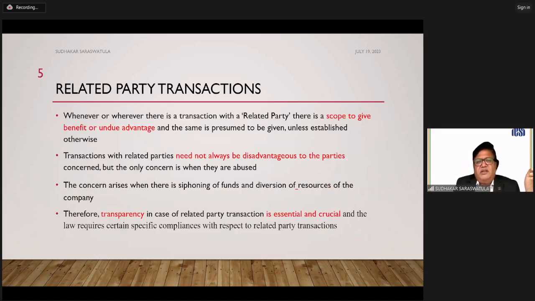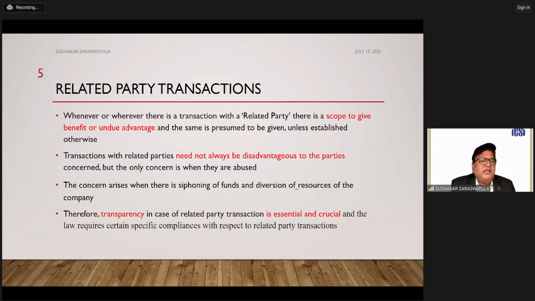So whenever there is a transaction with a related party, there is a scope to give benefit or undue advantage. And the same is presumed to be given unless there is a rebuttal, unless it is established otherwise.